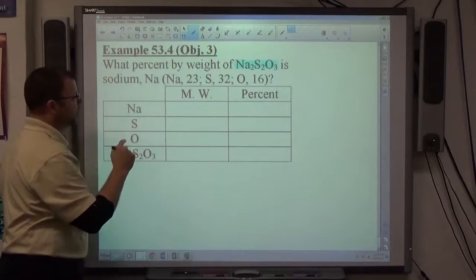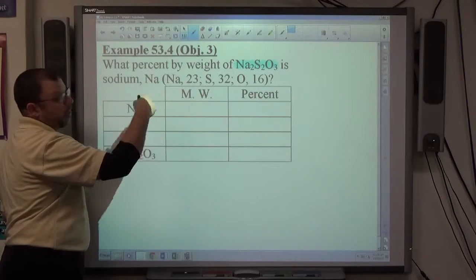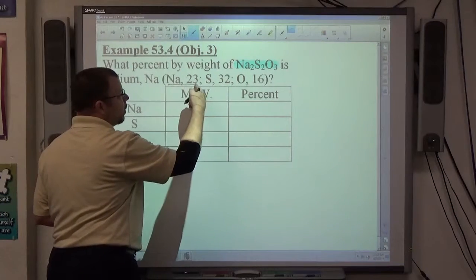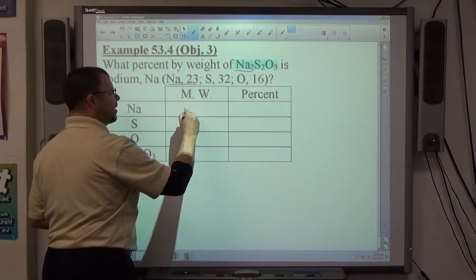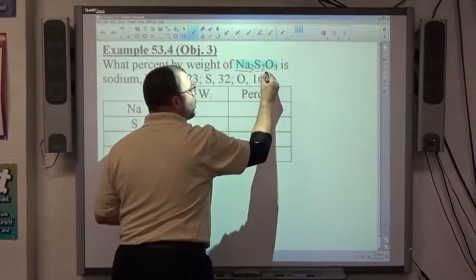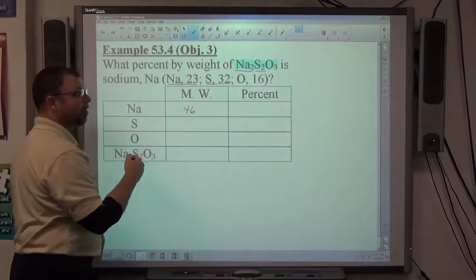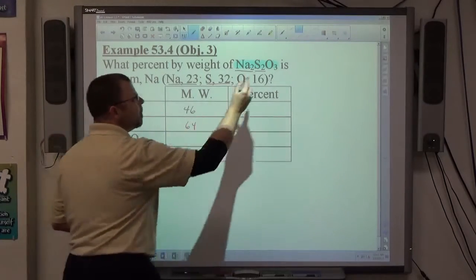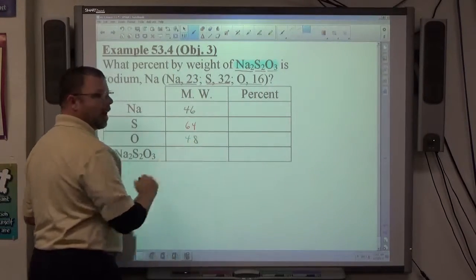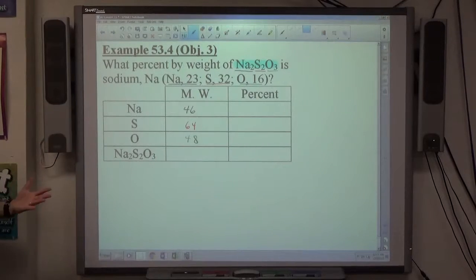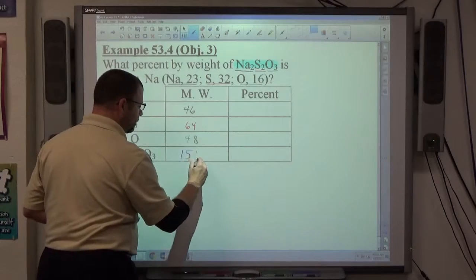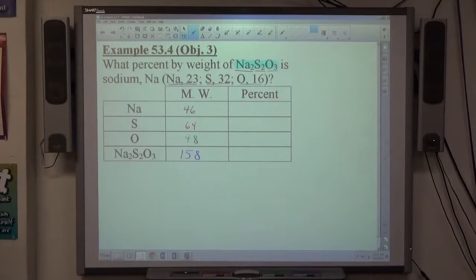So if I just did that much, I know Na, S, and O are the ingredients in this compound. Every Na weighs 23, and we have 2 of them, which means 46 is the total molecular weight of the sodium in this molecule. Sulfur, there's 2 of them, and every one weighs 32, so the total weight of the sulfur in the molecule is 64. And every oxygen weighs 16, and there's 3 of them. 16 times 3 is 48 for the total weight of the oxygen. If I add all those weights up, I can find out how much a molecule weighs, and I get 158. All right, so that column is working out exactly the same way as before.